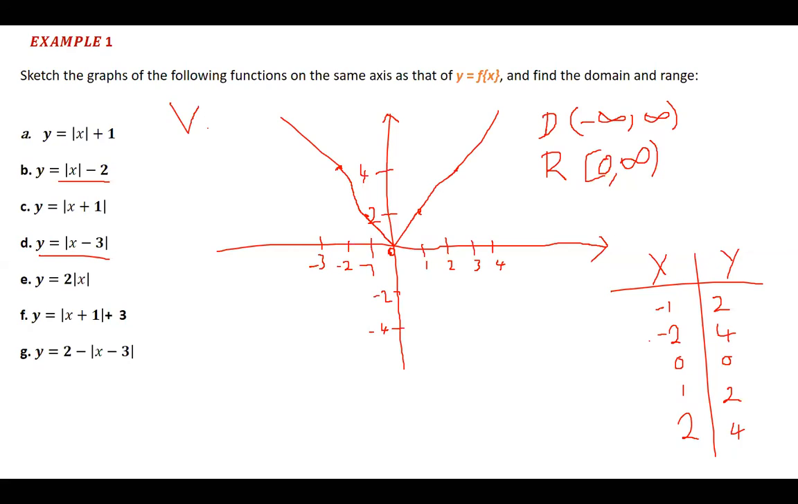So the domain there is simply the same thing, will still remain the same. And then what is the range? The range there, the range will begin from where? From 2.